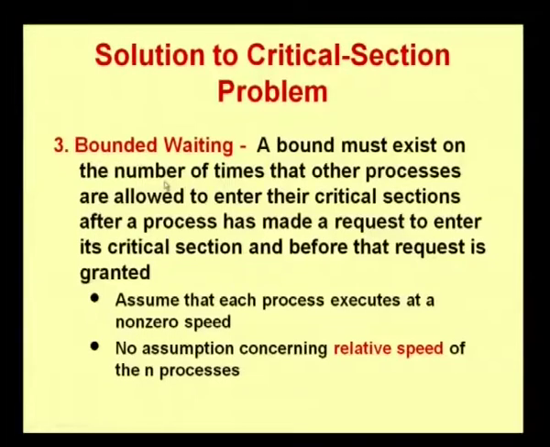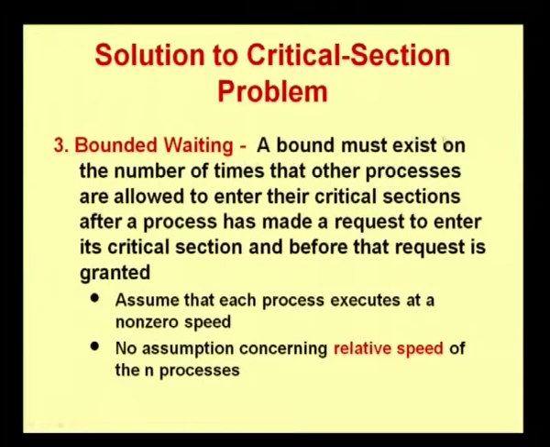The third solution is bounded wait. What is a bounded wait? A bound must exist on the number of times that other processes are allowed to enter their critical section after a process has made a request to enter its critical section and before that request is granted. Assume that each process executes at a non-zero speed, with no assumption concerning the relative speed of the n processes.